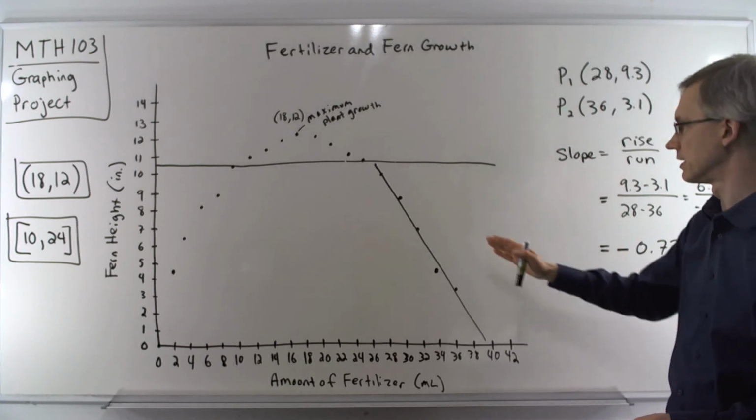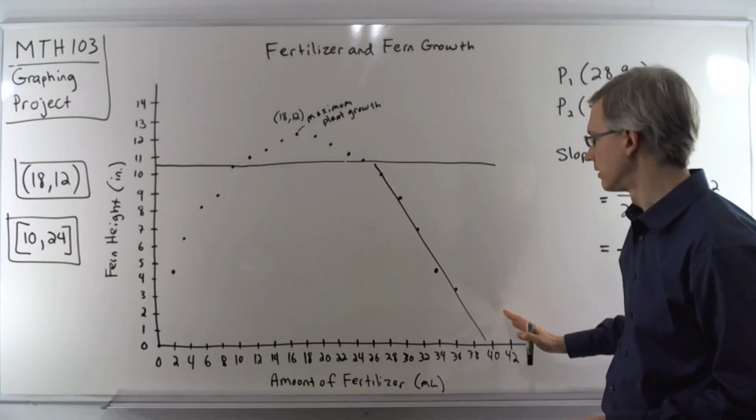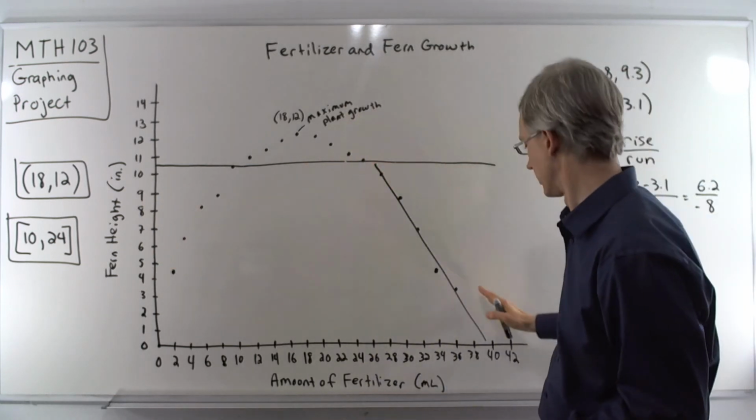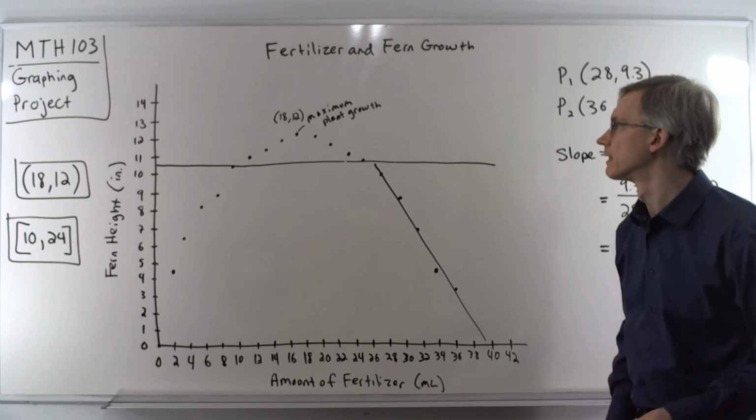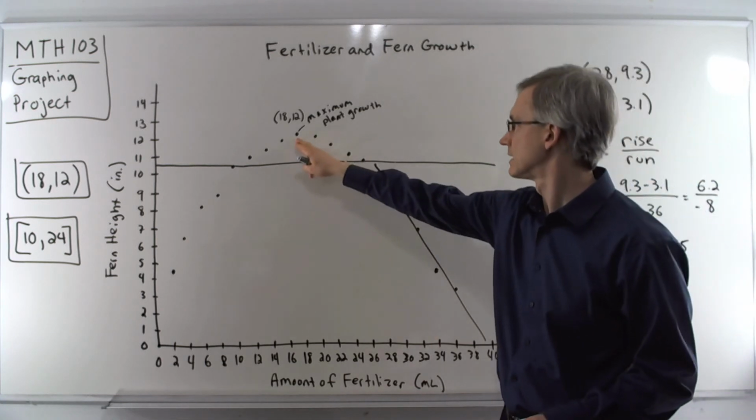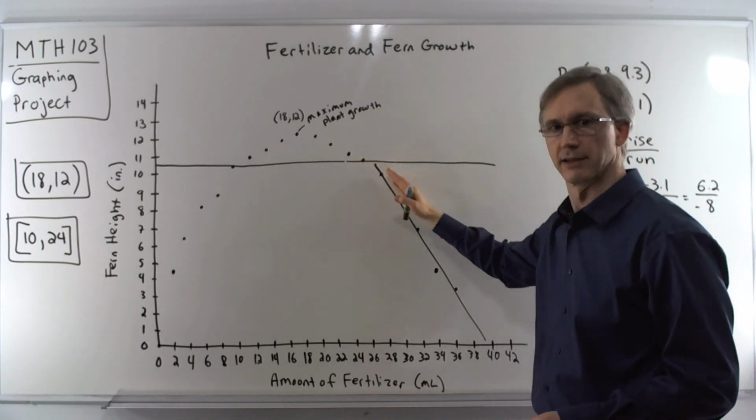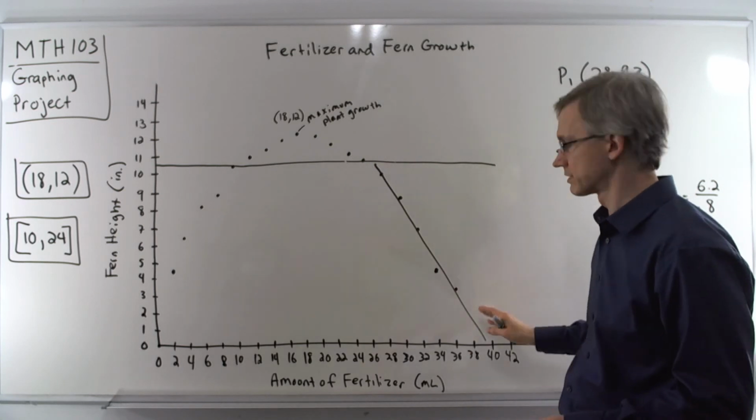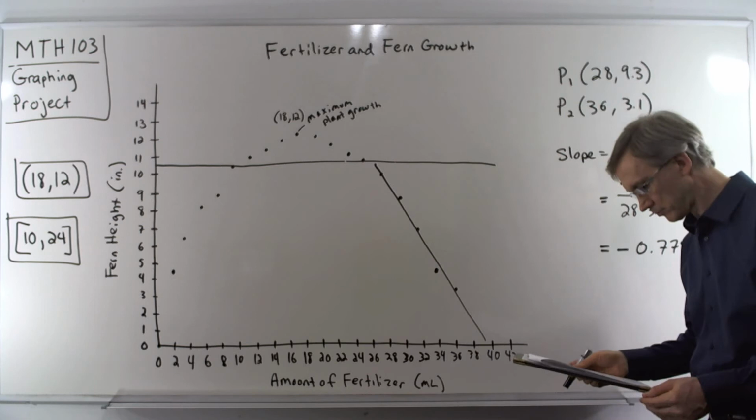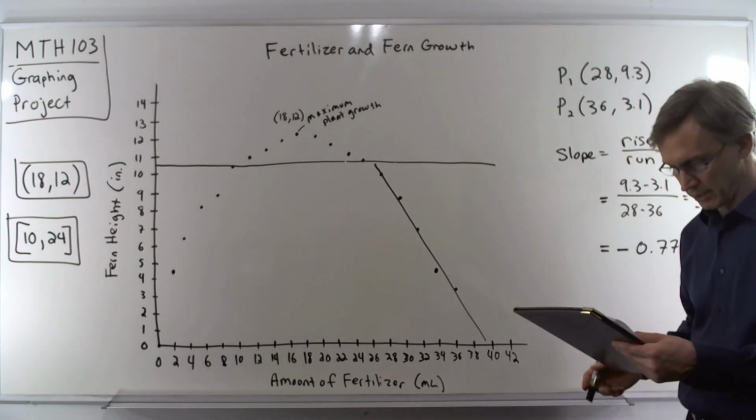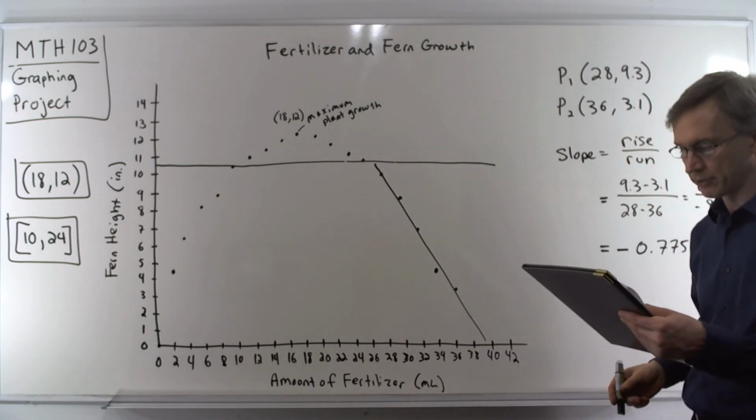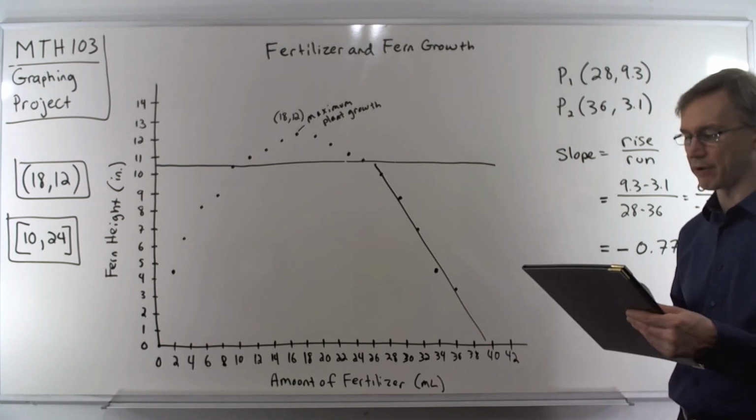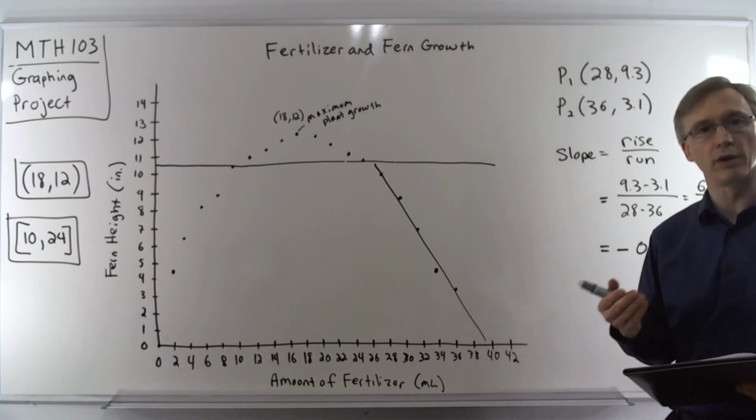Negative means we have a negative slope. It's going down to the right, which means the fern height is getting smaller as we increase the fertilizer. So as you can see, after we get past this, we're over fertilizing. So more fertilizer means actually less growth over here. All right, another way of stating this, the 1 month plant height decreases by 0.775 inches as the amount of fertilizer increases by 1 milliliter.